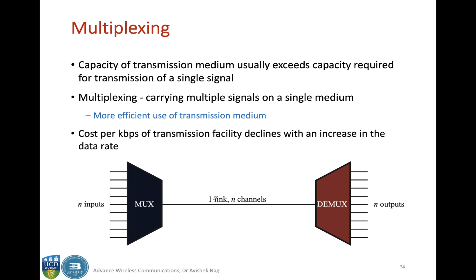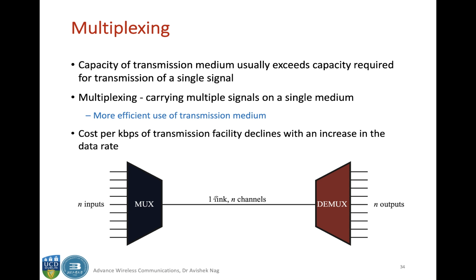The last concept that we will do in this lecture is multiplexing. As you recall from the concept of channel capacity, usually the capacity of a transmission medium is very high compared to the capacity of a signal. If you go back to the analogy of the road versus car, usually the road is very big and has more capacity. It can have multiple lanes if it is a highway, and you can drive many cars on that single road.